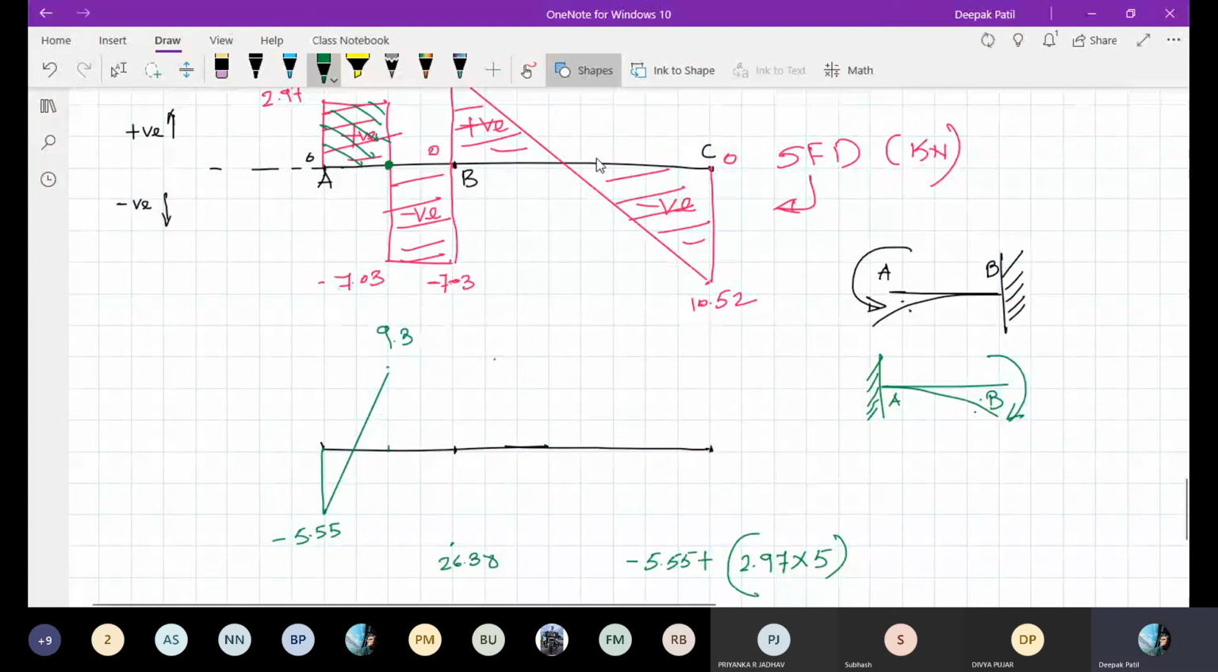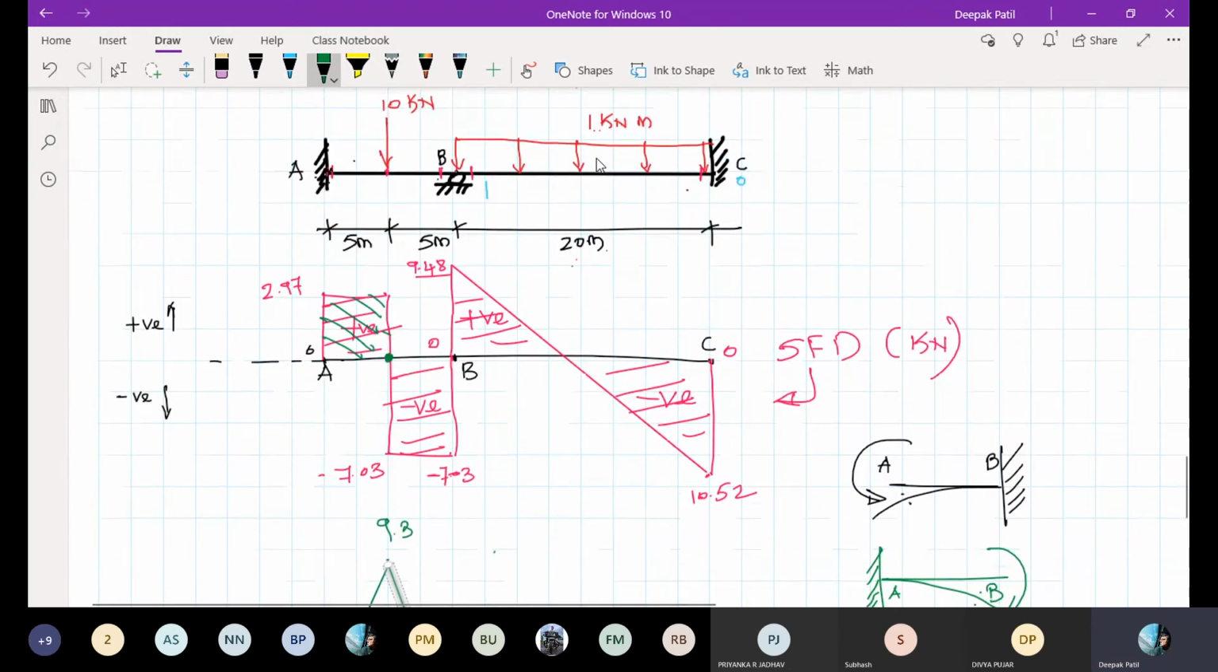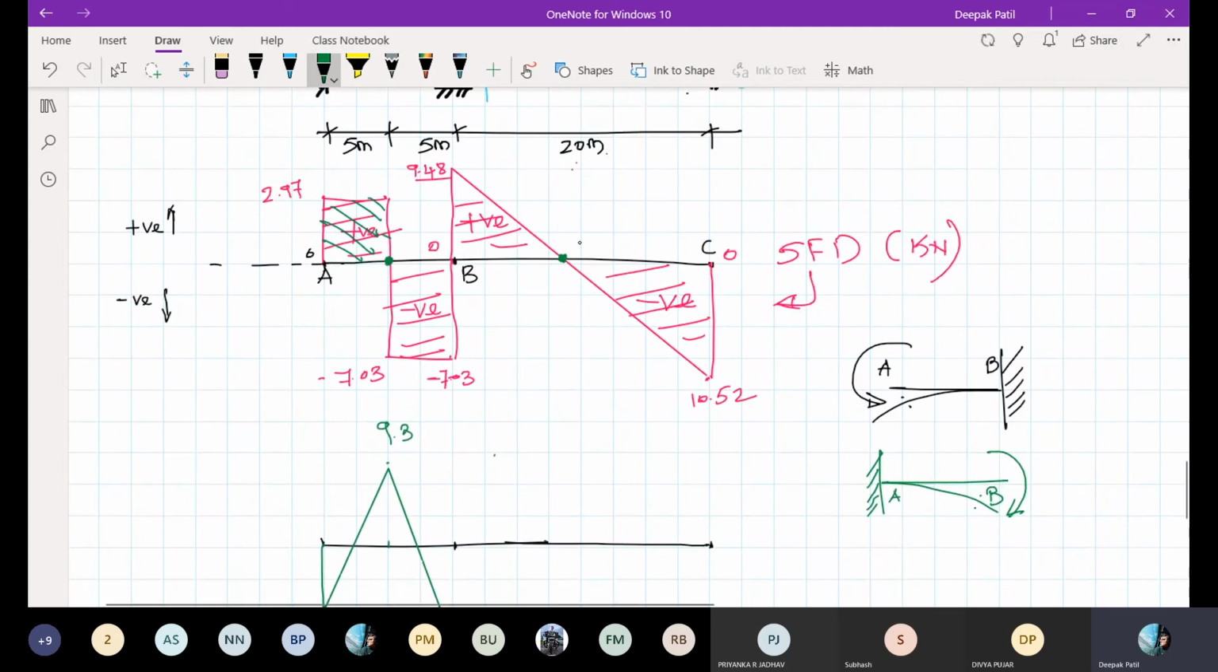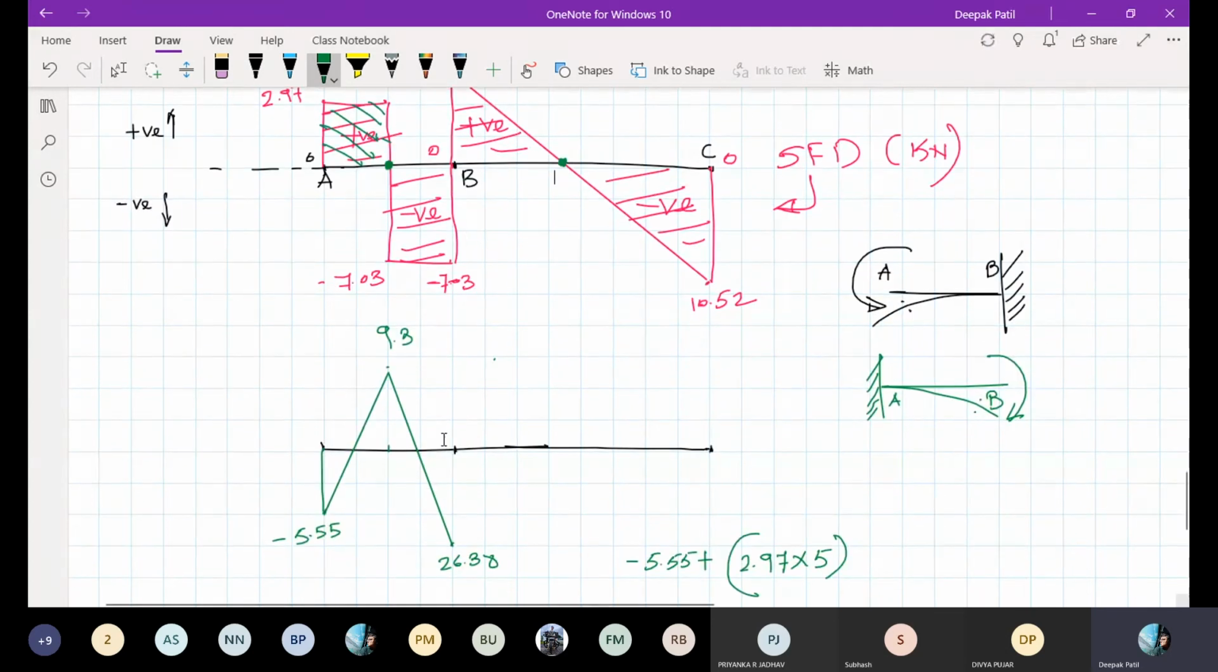And once again you have to join this line to this line. Clear? Okay, right. Now here also in this shear force diagram, if you can see, the shear force is becoming 0. It means what you are expecting there? Maximum bending moment, right? So now I have finished the bending moment diagram of span AB.